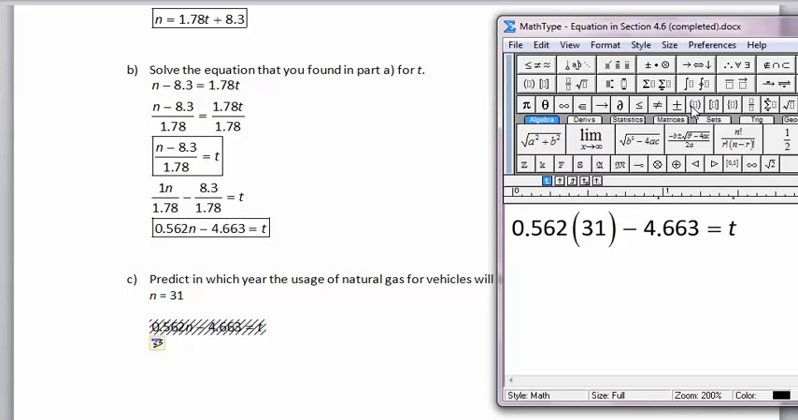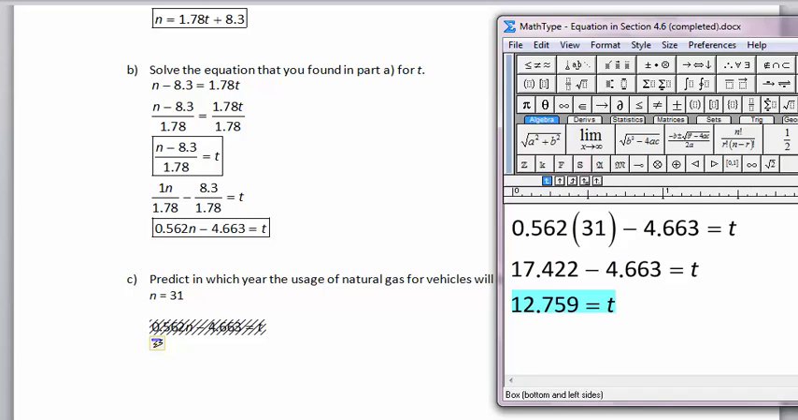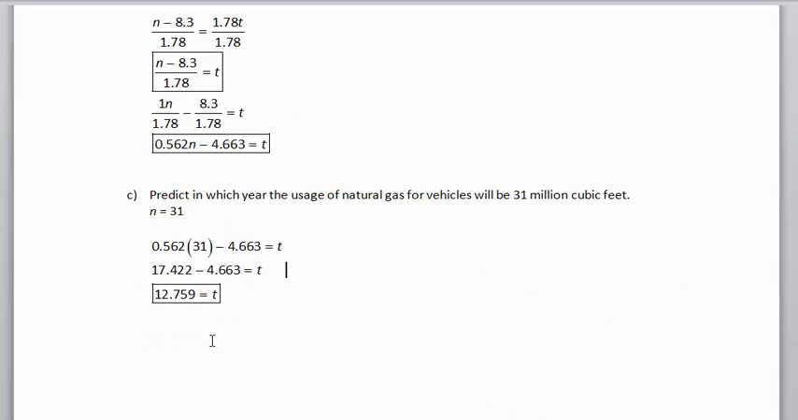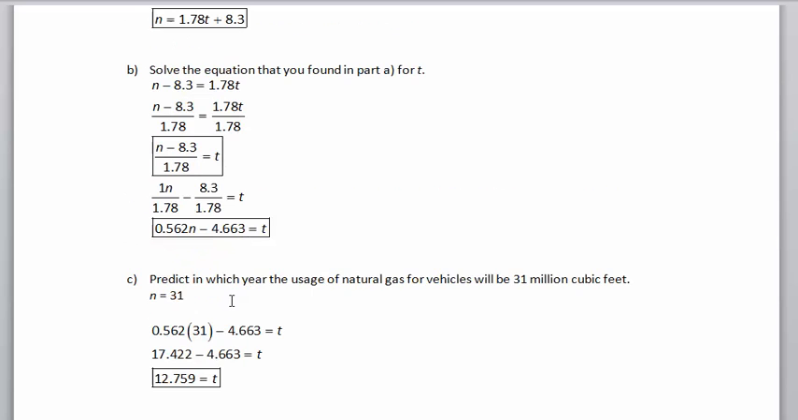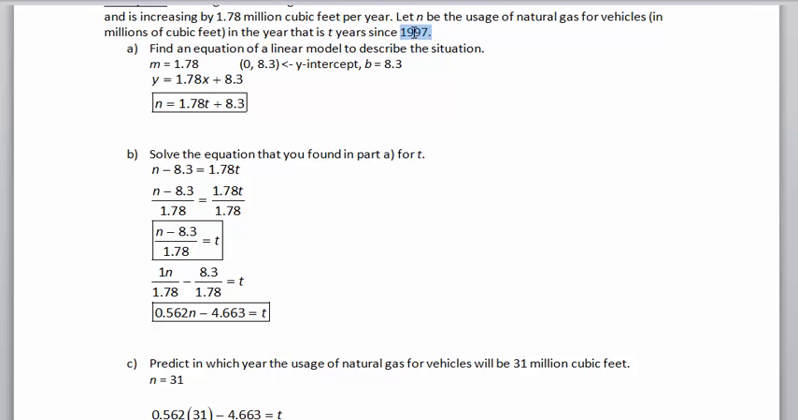We'll take 0.562 times 31. That'll give you 17.422 minus the 4.663 equals t. So if you do the subtraction, you're going to get 12.759 equals t. Now we need to interpret what that means. The t value is the number of years since our starting year. Remember that our starting year was the year 1997.